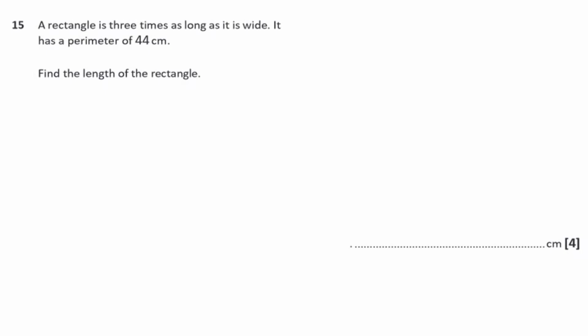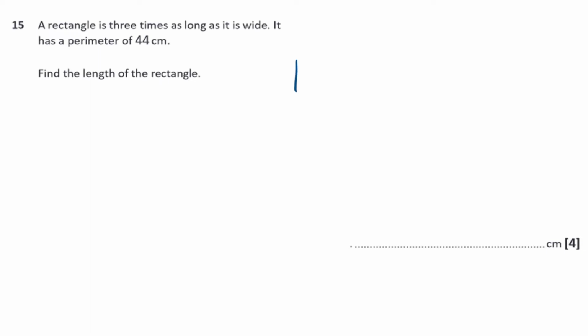Okay. Question 15. A rectangle is 3 times as long as it is wide. It has a perimeter of 44 centimeters. Find the length of the rectangle. Now actually, I don't know if you noticed, but this is an algebra question. You probably thought it's just a geometry, shape and space question, but no, it's actually algebra. I'll show you why. It's because we're given things relative to each other here. We don't know the actual values. You have to work backwards in order to find the length and the width.